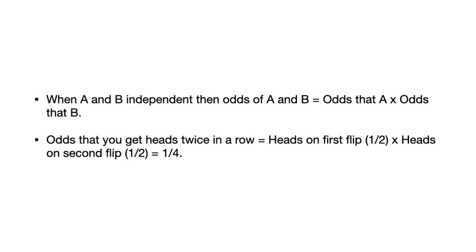All right, so let's talk about how you figure out if two things happen together, if A happens and B happens as well. When A and B are independent, then the odds of A and B is pretty simple. Take the odds that A happens times the odds that B happens. That's how likely the two are to happen together. So, very simple example, flip heads on a coin twice in a row.